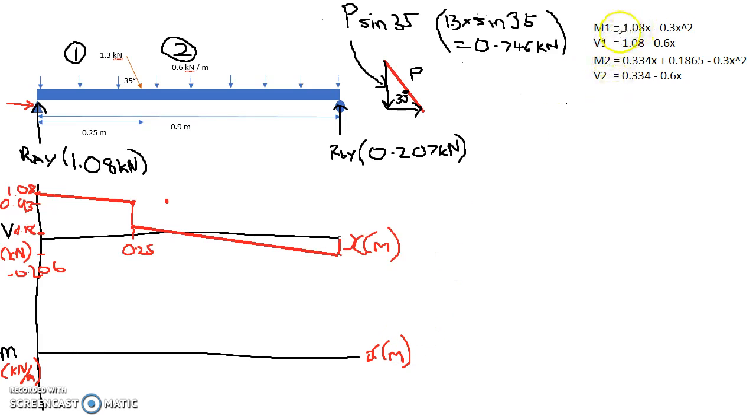Onto bending moments. Same thing. M1 though always starts at 0, and we can see that because if we plug 0 into X here, we're going to get 1.08 times 0, 0.3 times 0, which is 0. So we start at 0 always with M. Now let's figure out where it's going to be at the end of segment 1. So we're going to plug in 0.25 meters, the end of segment 1, into our first bending moment equation here.